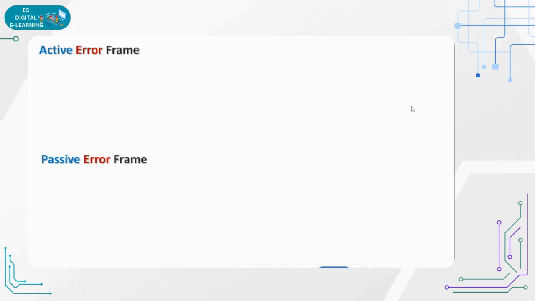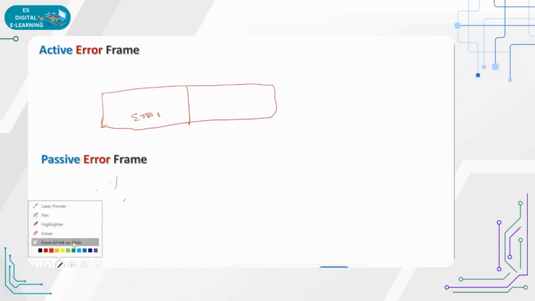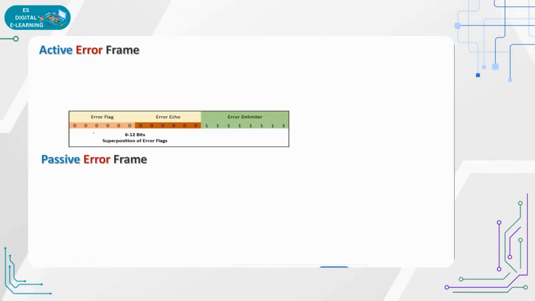Okay, you can draw the simple block diagram of the active error frame. It is very simple usually. You can draw a small box, and it is an error flag. So in the error frame, we have the error flag, error echo and error delimiter. How can you draw it?